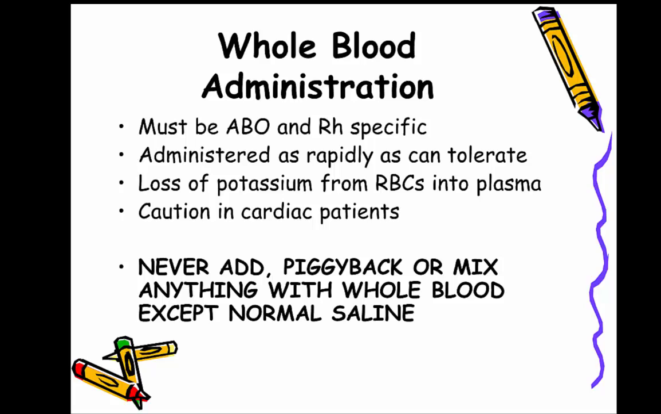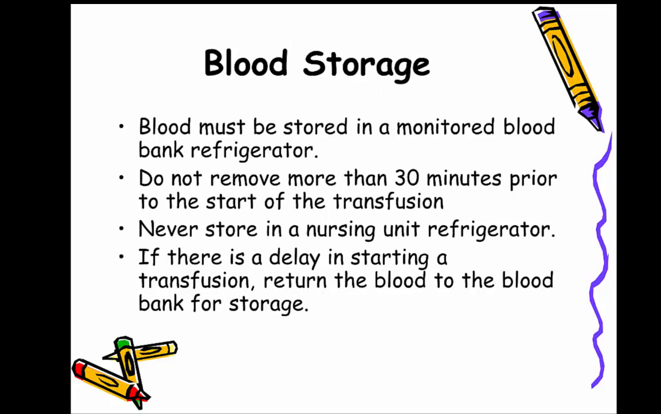So we must look at the ABO type as well as Rh. Can be administered as rapidly as the patient can tolerate. We have to be careful in cardiac arrest patients. We never add to whole blood. We never use it piggyback, and we never mix whole blood with anything except normal saline, which is compatible with whole blood, but we don't run them at the same time.